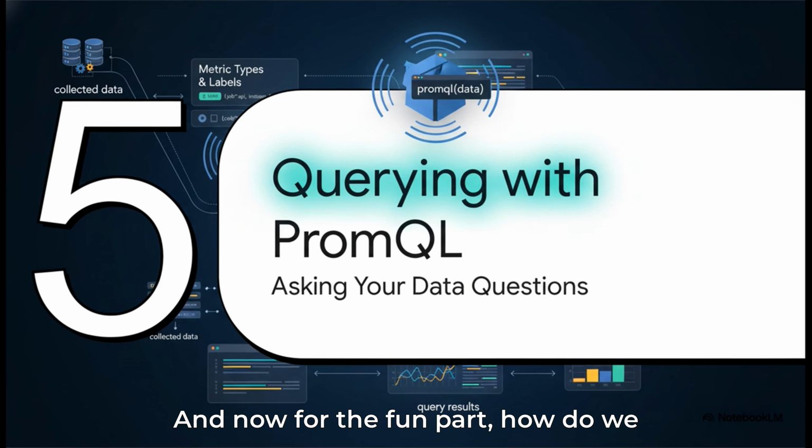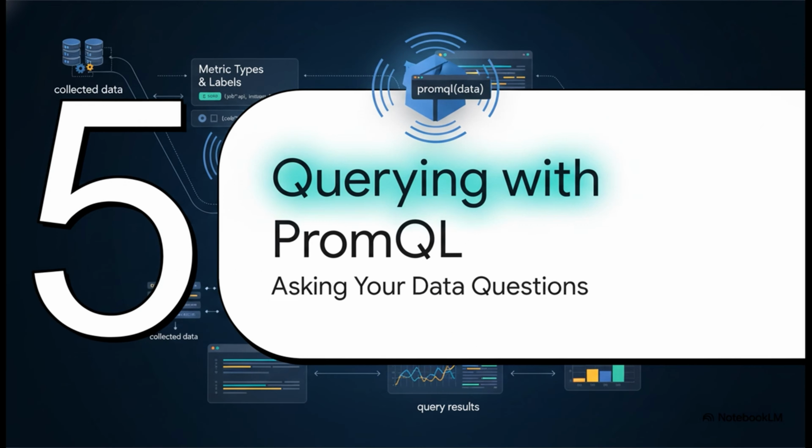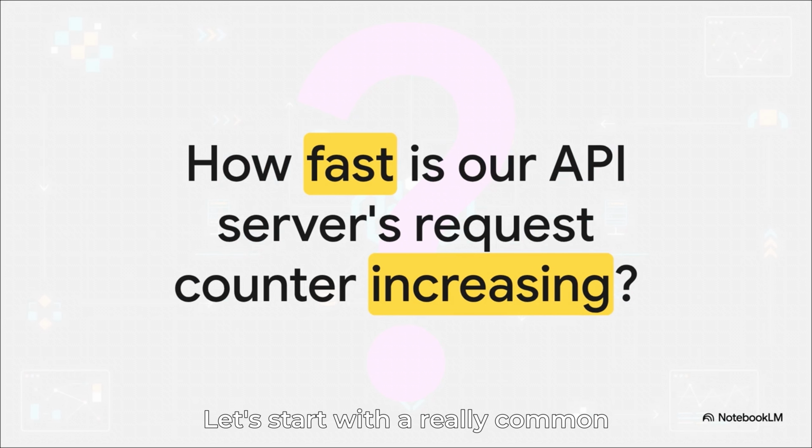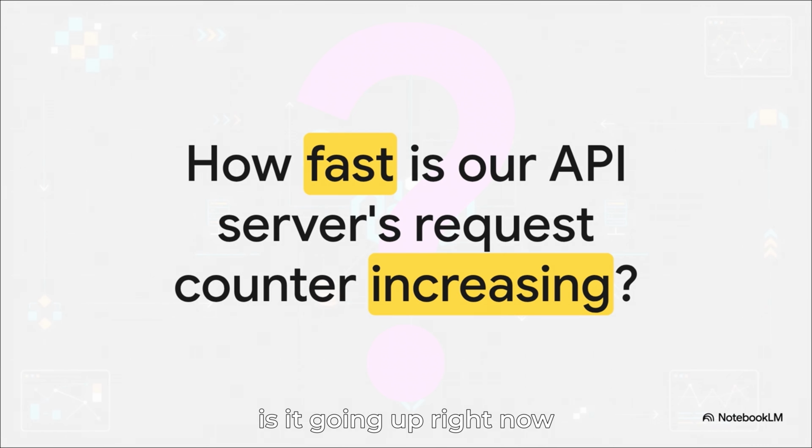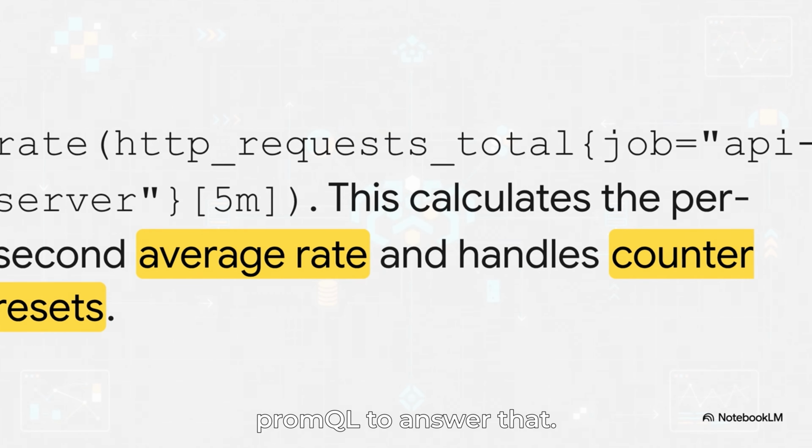So, we've collected the data, we've structured it with metric types and these awesome labels, and now for the fun part. How do we actually ask it questions? For that, we use Prometheus's own query language, PromQL. Let's start with a really common practical question an engineer would ask. We've got our request counter, and we want to know how fast is it going up right now for our main API server. And here is the PromQL to answer that.